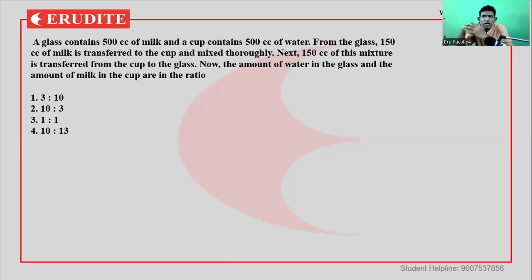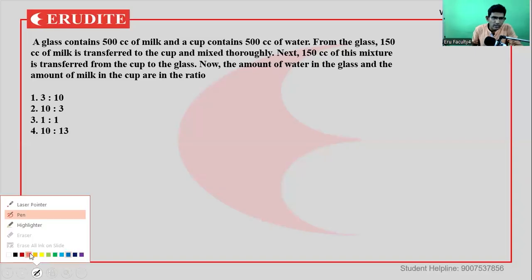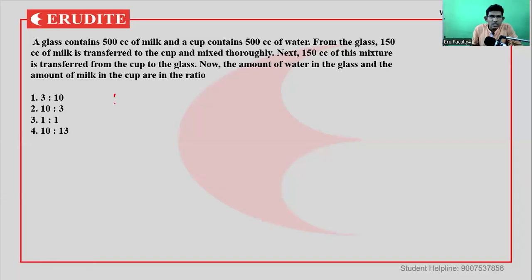So it says a glass contains 500 cc of milk and a cup contains 500 cc of water. From the glass, 150 cc of milk is transferred to the cup and mixed thoroughly. Next, 150 cc of this mixture is transferred from the cup to the glass. Now the amount of water in the glass and the amount of milk in the cup are in the ratio of what? So twice intermixing is happening. Seems confusing or tedious, but it is not if you apply your logic. Now, if I draw the schematic, it will be better for our understanding.